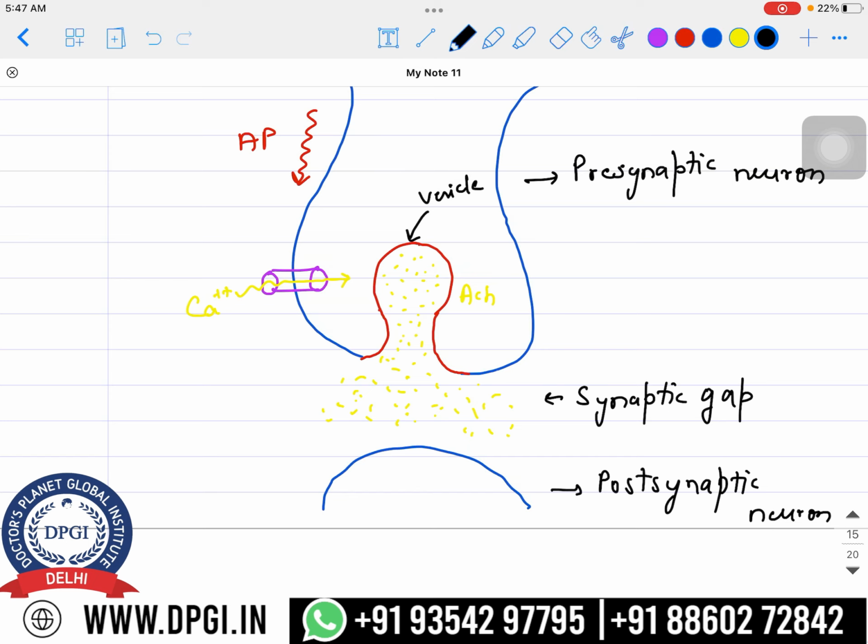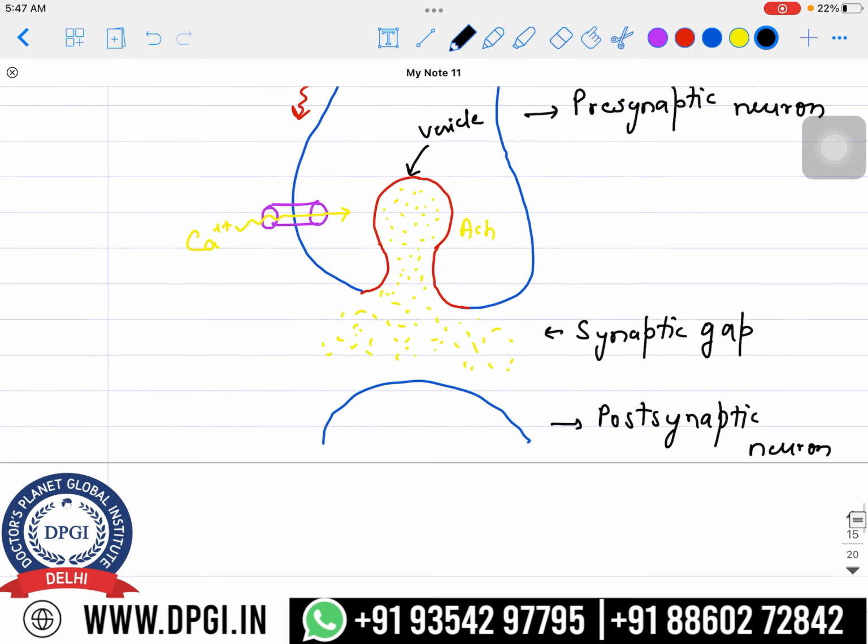Exocytosis means the acetylcholine, which is a neurotransmitter over here, will be coming out from its presynaptic vesicle, right? Once it comes into the synaptic gap, here we have the receptors. Which receptor am I talking about? I'm talking about the cholinergic receptor. Further, we have the muscarinic receptor and the nicotinic receptor. Right now I'm talking about neurons. Let's say this is the neuronal nicotinic receptor over here.